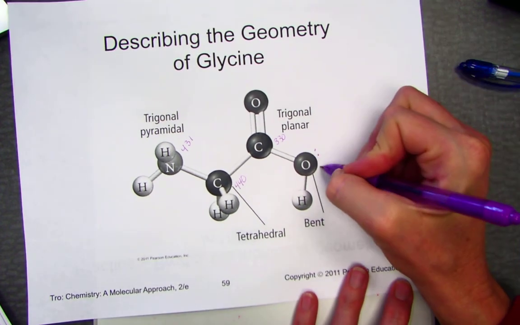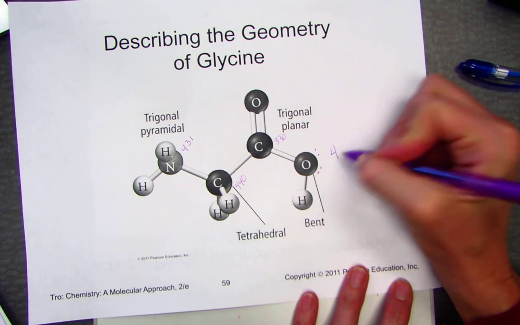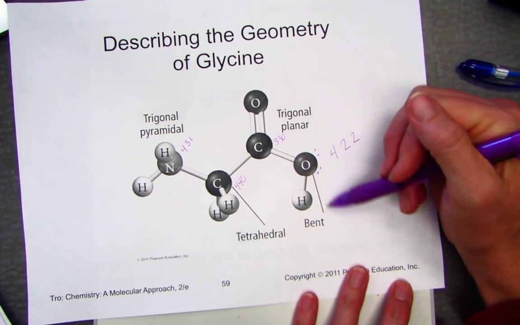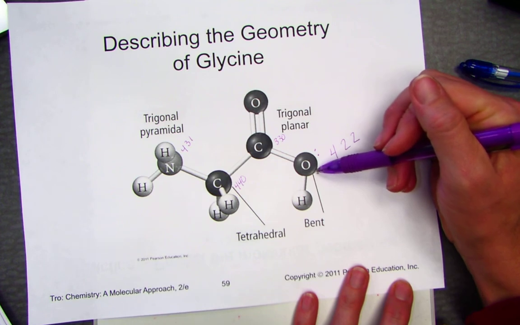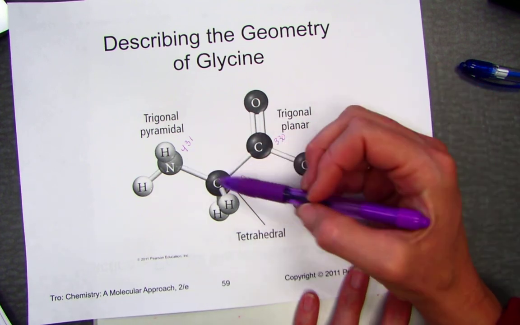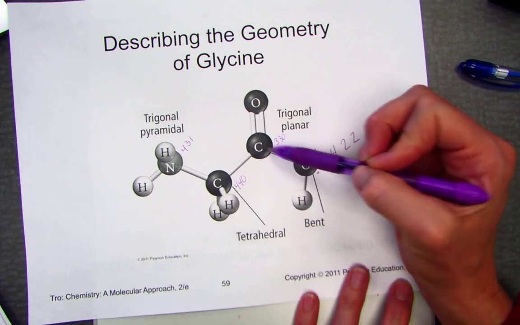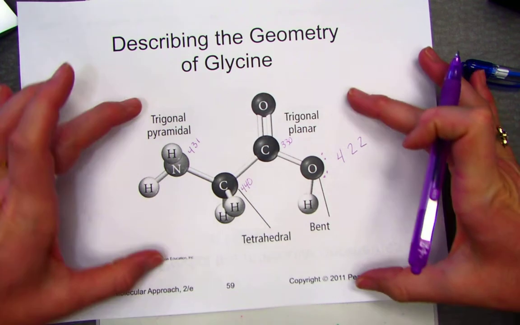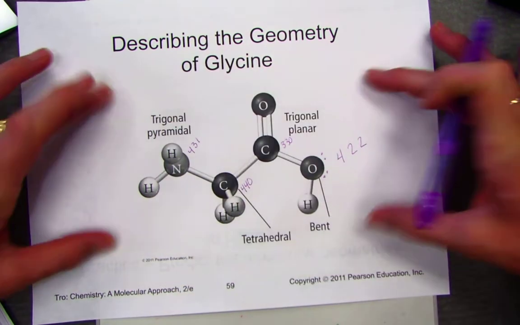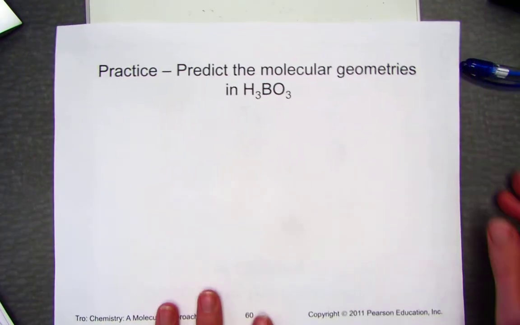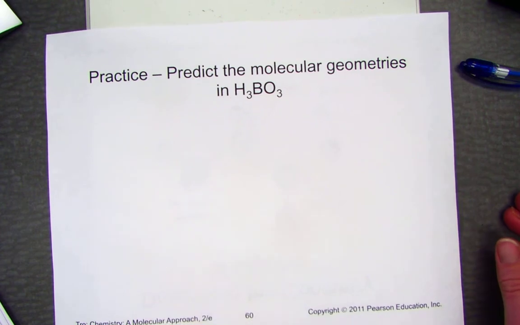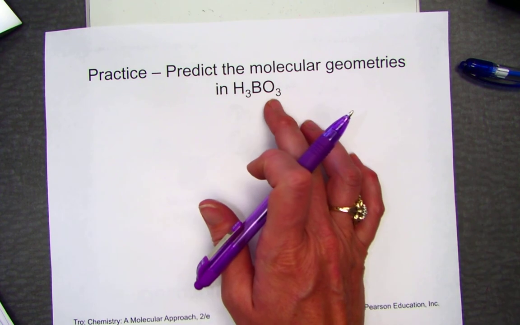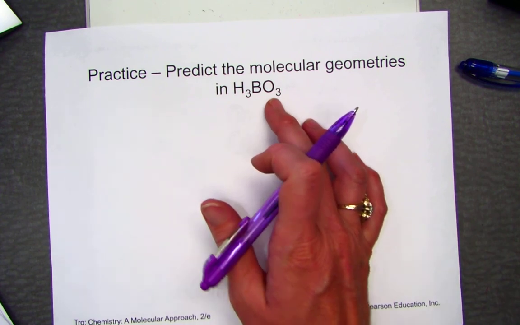The oxygen, 4 electron domains, 2 that are bonded, 2 that are not bonded, giving us a bent molecular geometry. The pattern is the same. Each area of the molecule has its own unique molecular geometry. You cannot be asked for the entire structure with one correct answer. Turn the video off for a moment, pause, and predict H3BO3. Find the molecular geometries.